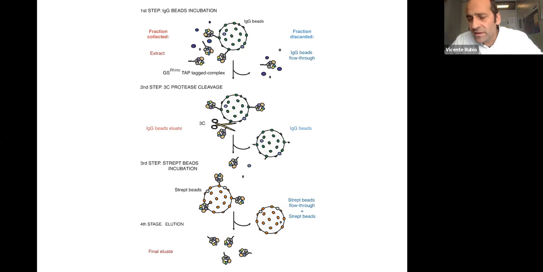The elution we usually do under denaturing conditions. We use an SDS-PAGE loading buffer, just boiling and using very strong denaturing conditions to remove all proteins from the beads. And this is what we will send for mass spectrometry.